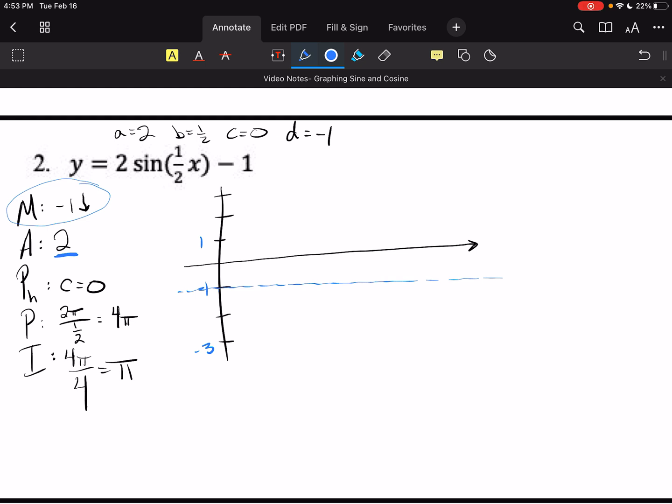Phase shift is 0. And I'm moving by pi's. So pi, 2 pi, 3 pi, 4 pi. And it's sine. So it's going to start on the midline. No phase shift, so it's still on the y-axis. Up 2, back to 0, down 2 to -3 to 0. And I would get this guy.